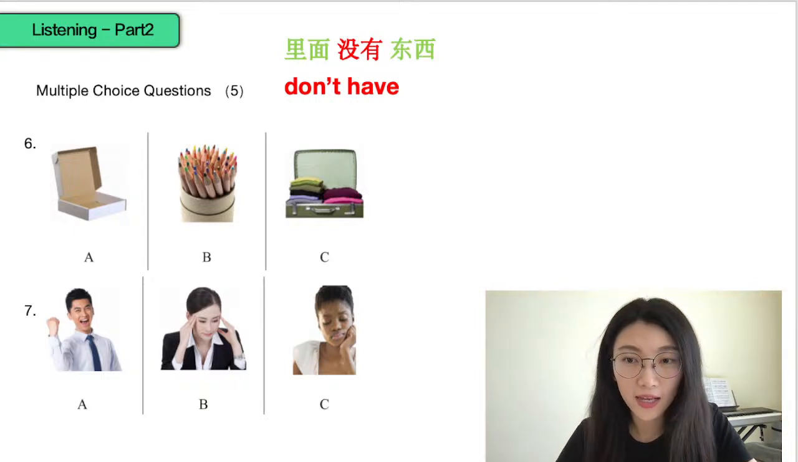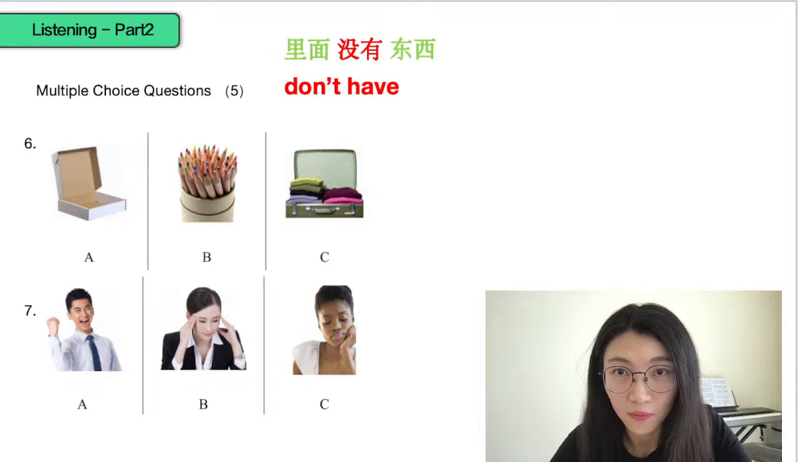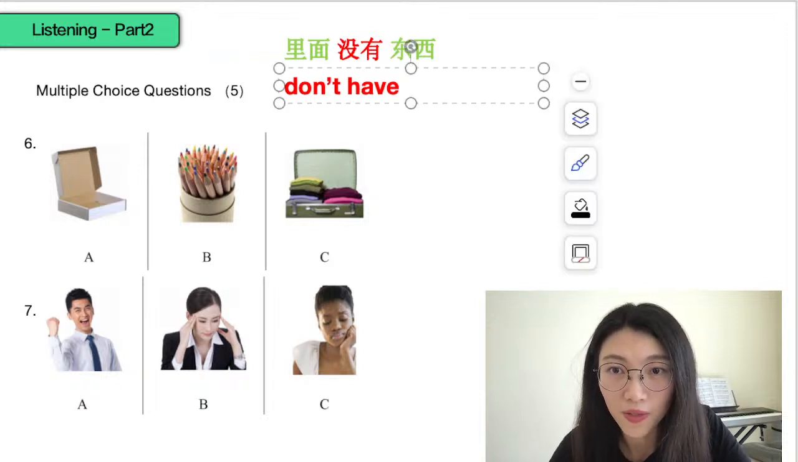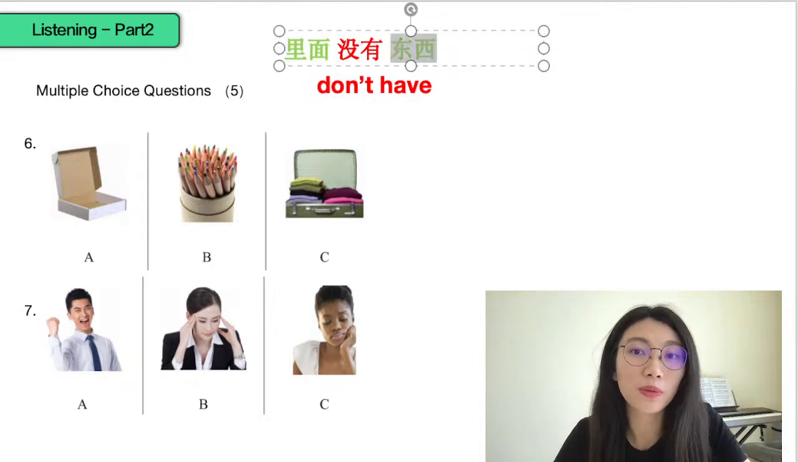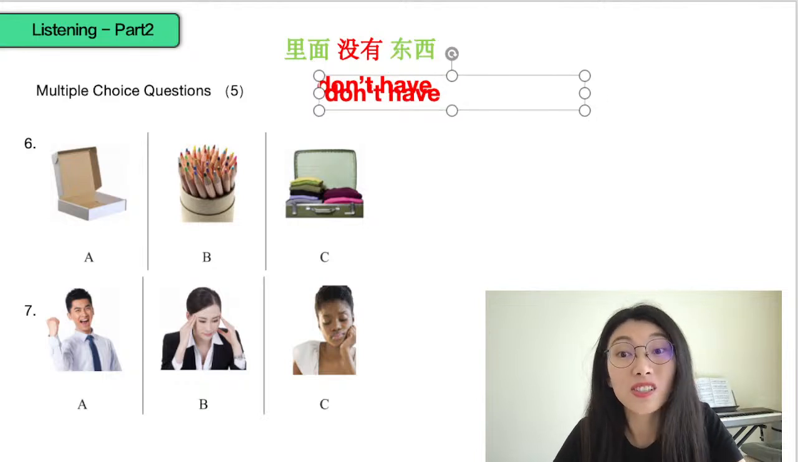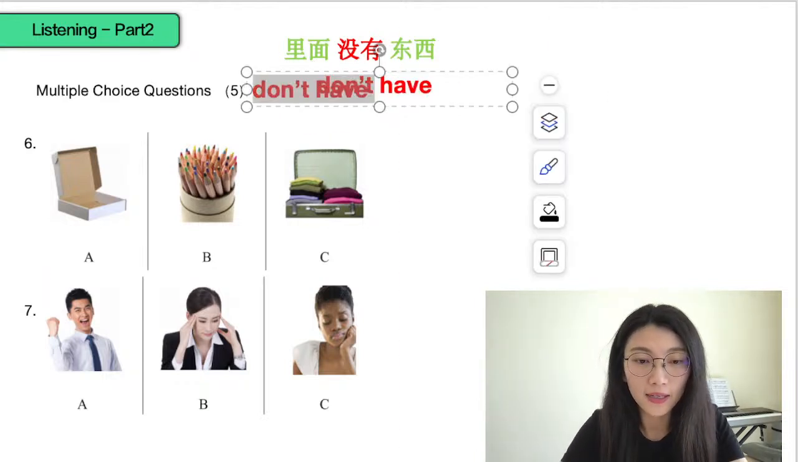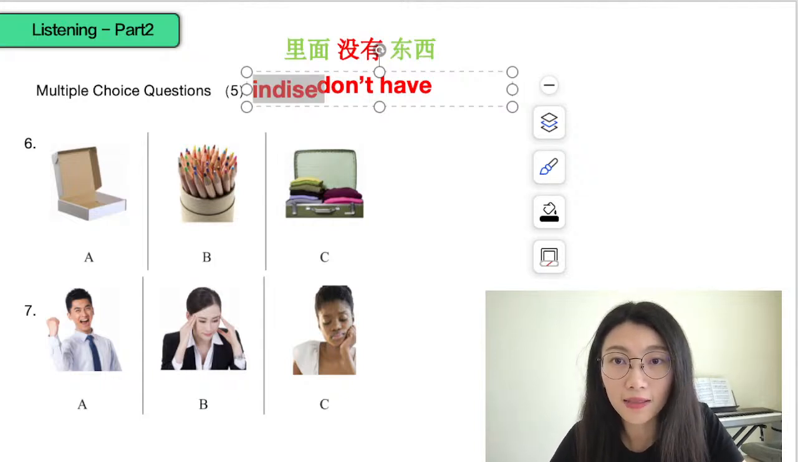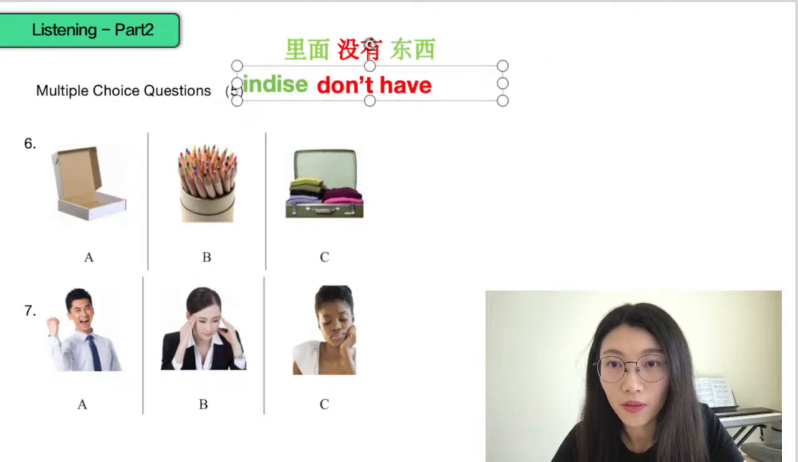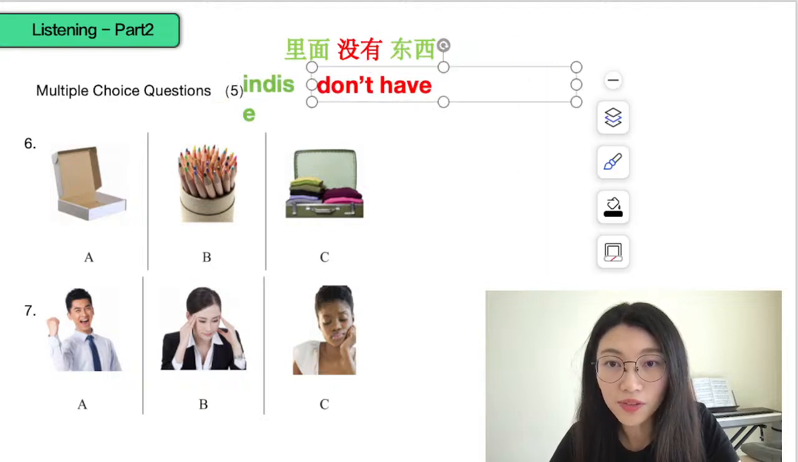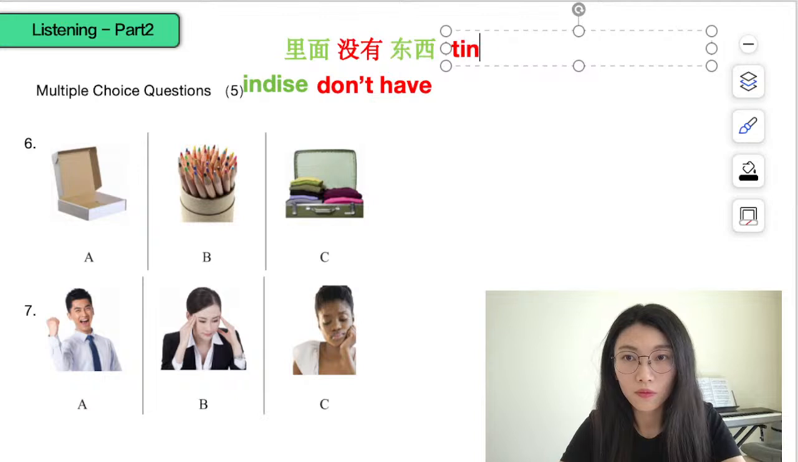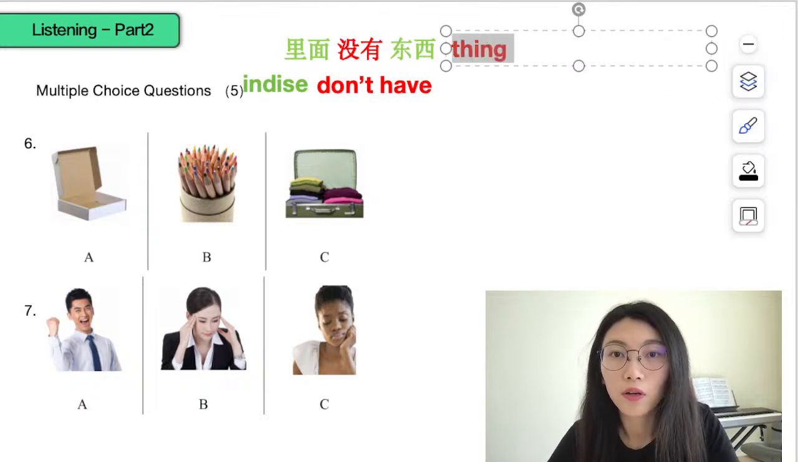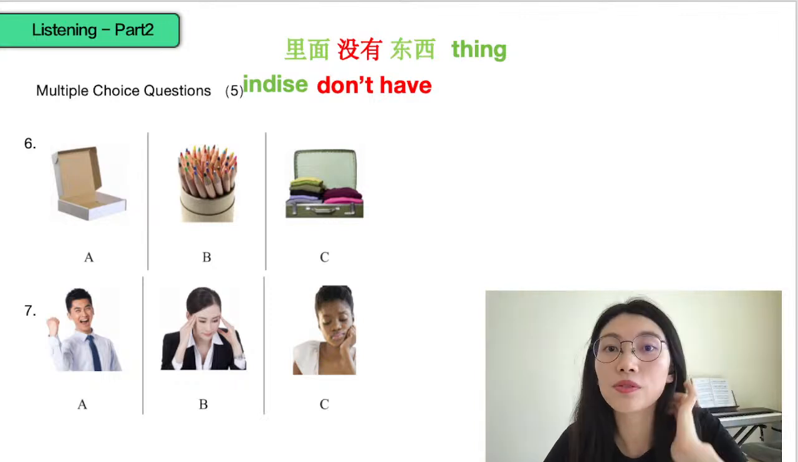A. Okay, very good. A. Correct. We choose A. Bingo. Because here 没有 means don't have. 里面 means inside, inside of the box. It doesn't have 东西, which means thing. So there is nothing inside. So it's very easy. All right. So number 6, we choose A.